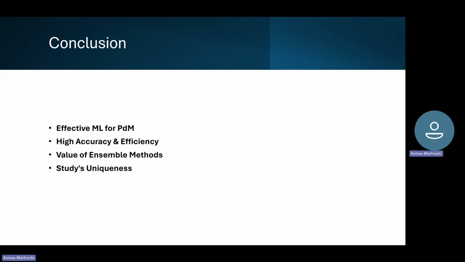The value of ensemble methods: the study reinforces the superiority of ensemble techniques for complex multi-class fault detection in industrial environments, especially when balancing accuracy and speed. The study's uniqueness emphasizes the importance of pre-processing techniques like SMOTE and feature selection for generalizable models, which are often overlooked.